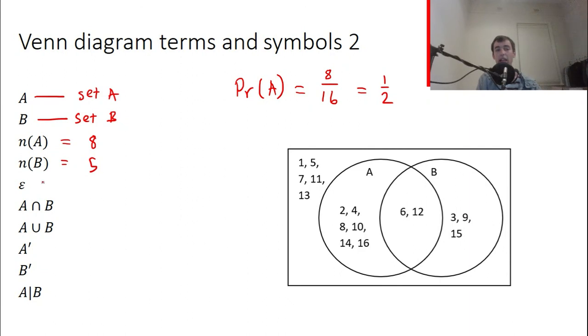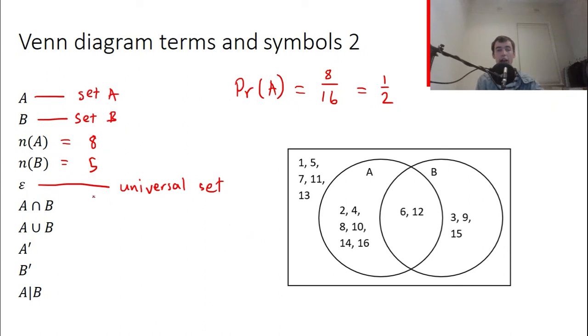This funny looking E thing is called the universal set, which means everything in this rectangle. The universal set is the same as the sample space. So everything in the sample space is all of the outcomes, so is the universal set. So if I wanted to find the number of elements in the universal set, you just count them all, and we already know this is 16. 16 of them.